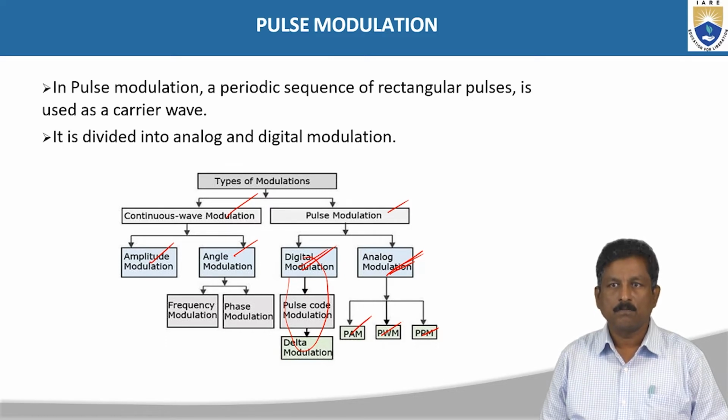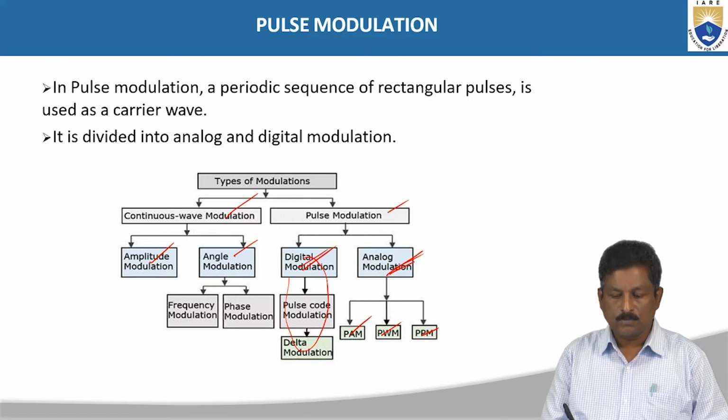One is the pulse amplitude, so here we are going to consider the amplitude. The second one is the width of the pulse. So for pulse width modulation, the width of the pulse, or duration or time period of the pulse, can be considered for the modulation.